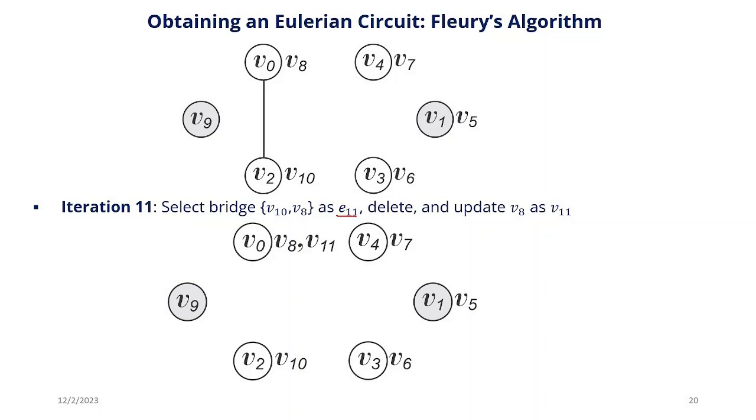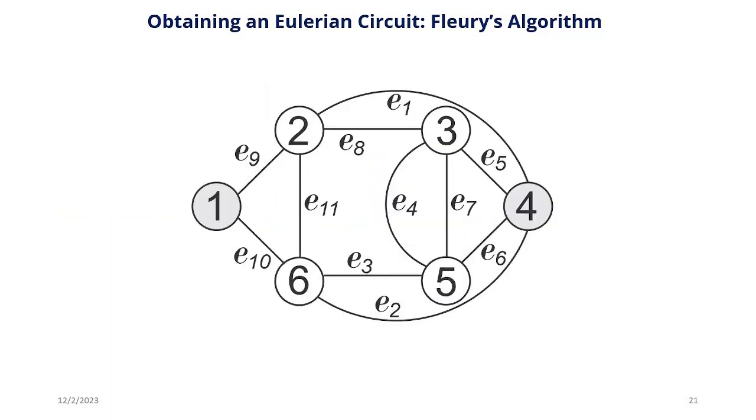So after you have deleted all the edges from the original graph, you can now check the sequence of edges that you created, E1, E2, E3 up to E11, and you can check whether the circuit is an Eulerian circuit by the definition of an Eulerian circuit. So the sequence of edges which were obtained, E1, E2 up to E11, is an Eulerian circuit.